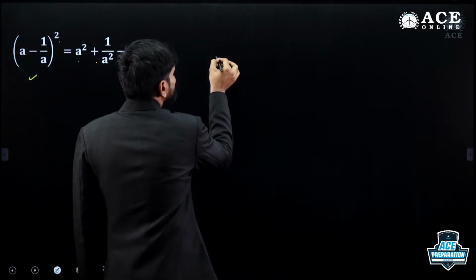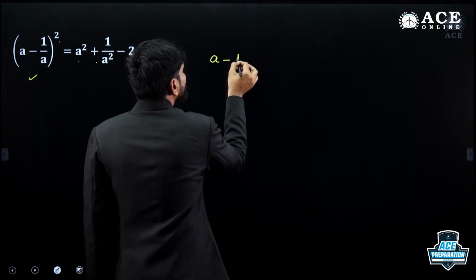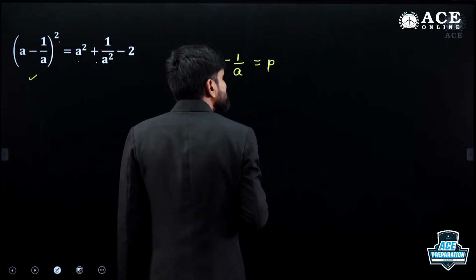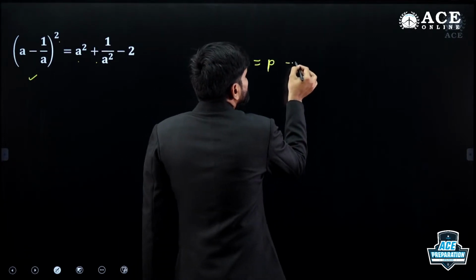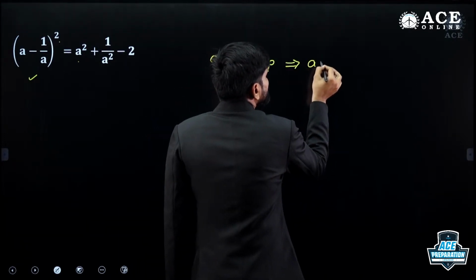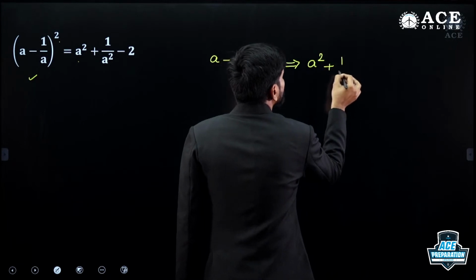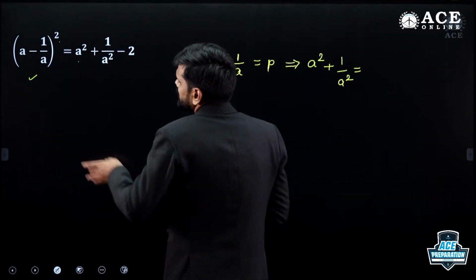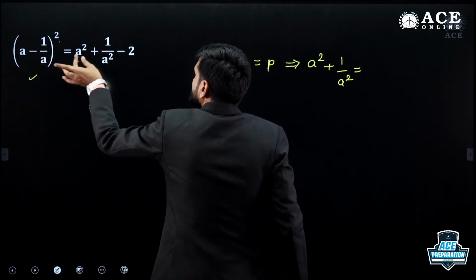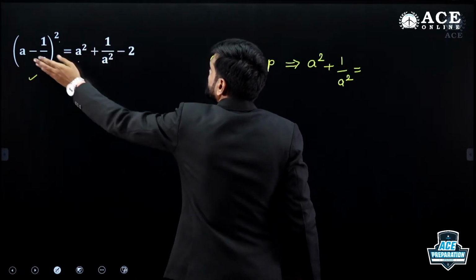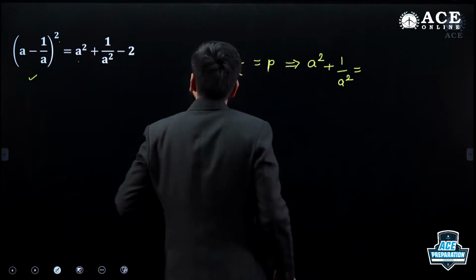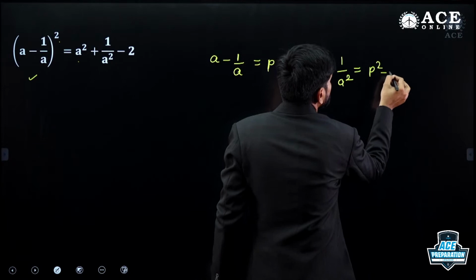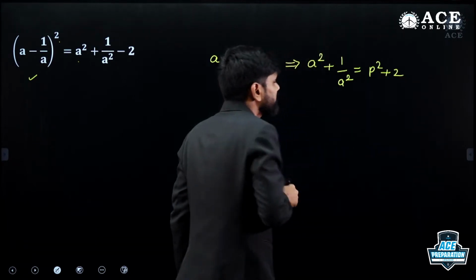So what they will do, if a minus 1 by a is given as p, from this I can say that a square plus 1 by a square will be equal to what, dear? If I keep p over here, a square plus 1 by a square will be equal to p square, and minus 2 goes that side. That will become p square plus 2. So this will be the relation now: p square plus 2.